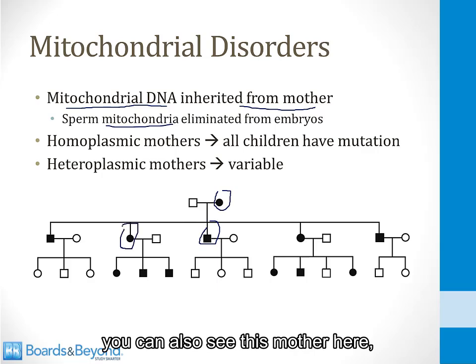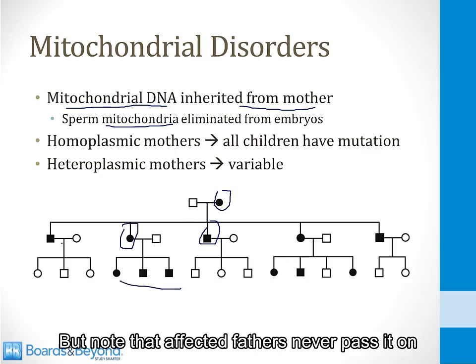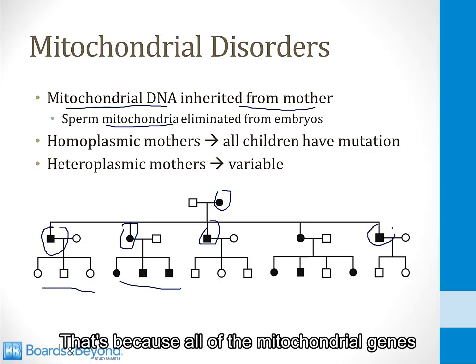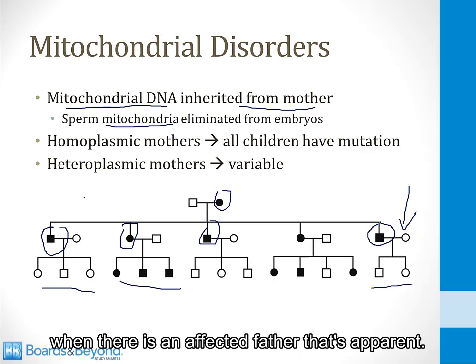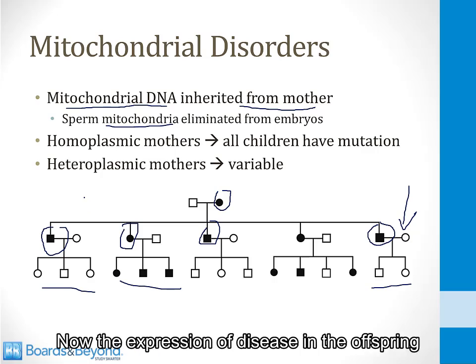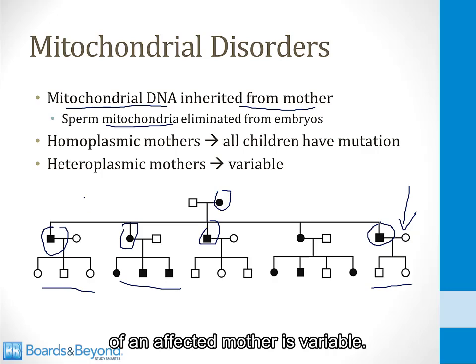You can also see this mother here passing it on to her children. But note that affected fathers never pass it on to any of their children. That's because all of the mitochondrial genes come from the mother, who is not affected when there is an affected father that's a parent. Now, the expression of disease in the offspring of an affected mother is variable.